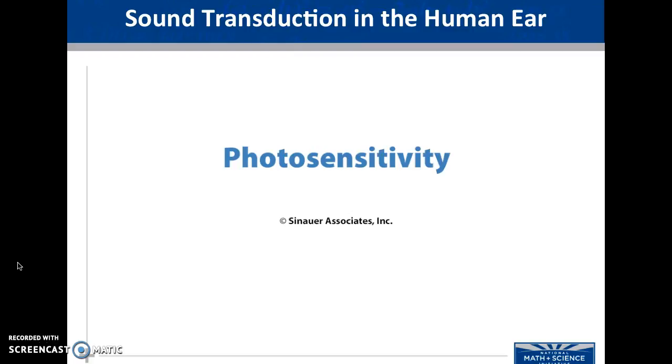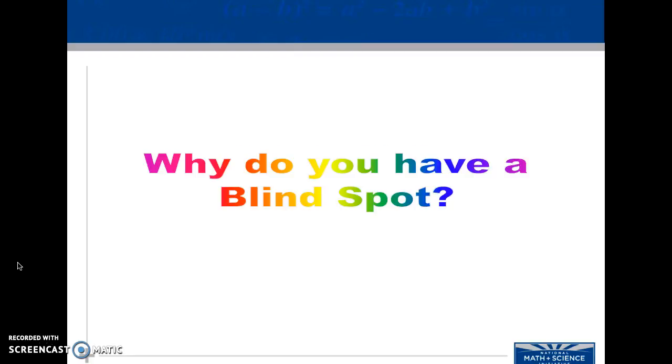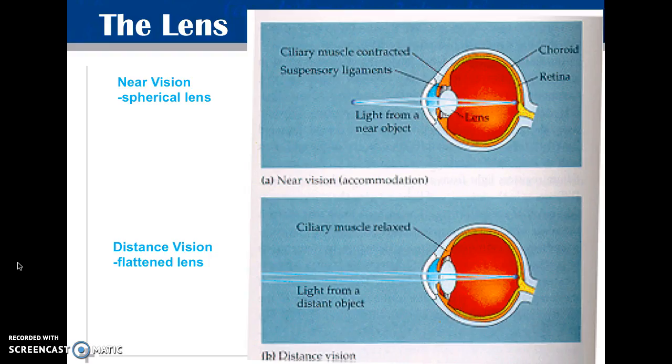The other type of receptor that I want to talk about is sound transduction in the human ear. But I guess I added these in. Anyway, so rewind for a moment.